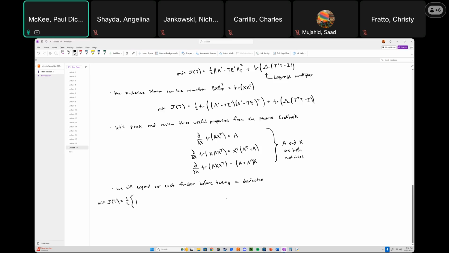And what's the first bit? It's going to be the trace of A' transpose A'. We're basically doing a FOIL operation: first, outer, inner, last. That's our first term. Then we've got the trace of A' and then E' transpose T transpose, because remember that when you have (AB) transpose, that's B transpose A transpose. Just want to be clear about that.